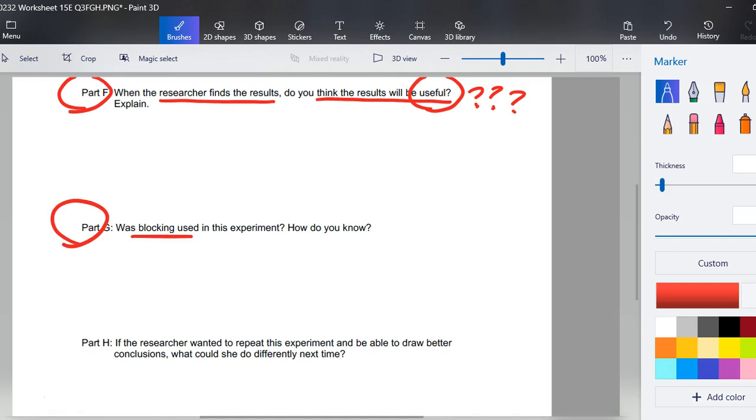Part G, was blocking used? And part H, if the researcher wanted to repeat the experiment to be able to draw better conclusions, what could happen differently? Make sure if you haven't already stopped that you pause, write down some answers, and then come back and we can work on this together.